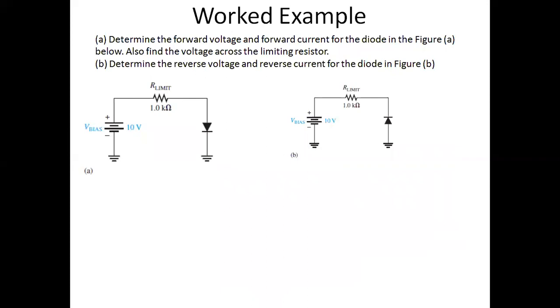Now, we have got a worked example, and this question is asking us to determine the forward voltage and the forward current of the diode in the figure below. Also find the voltage across the limiting resistor. Determine the reverse voltage and reverse current for the diode in figure B. So now we have two figures. In one figure, the diode is forward biased. And in the next figure, the diode is reverse biased.